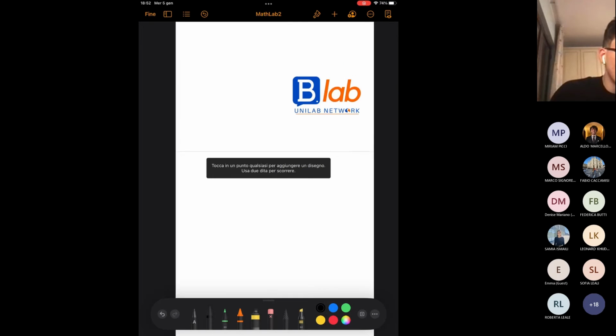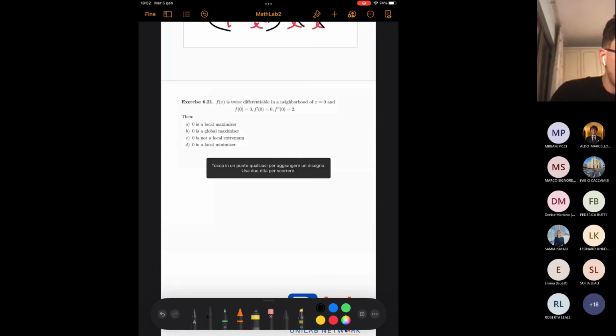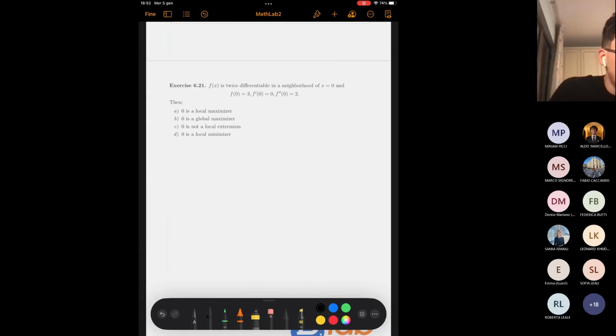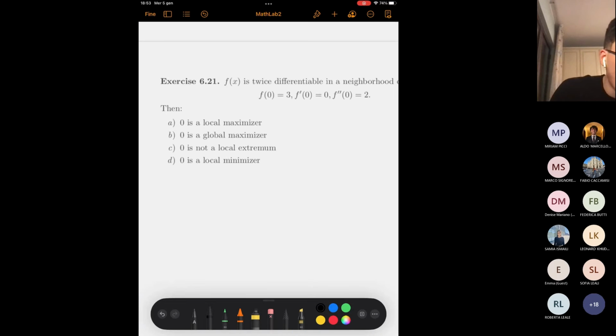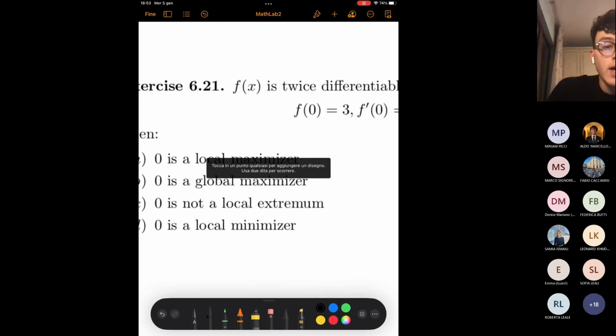And in order to understand how to deal with this exercise, we just have to understand that we have 3 pieces of information provided here, which are f of 0, which is equal to 3, f prime of 0, which is equal to 0, and f second of 0, which is equal to 2. But what is the difference between the 3 pieces of information provided here? The difference is that the first is just the function, and f of 0 equal to 3 is just the function in that point.